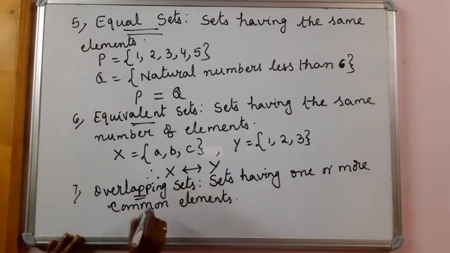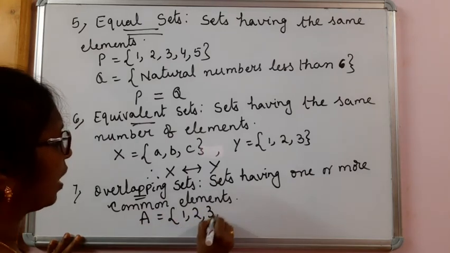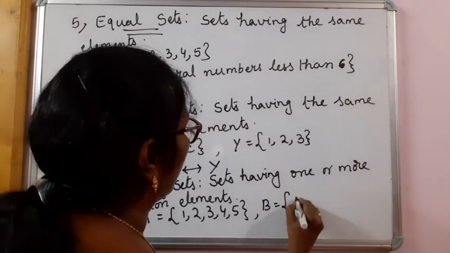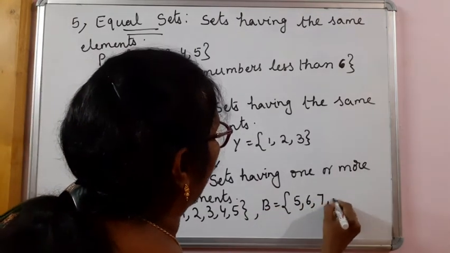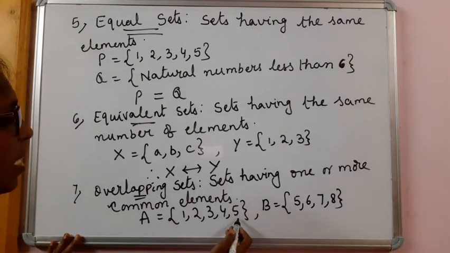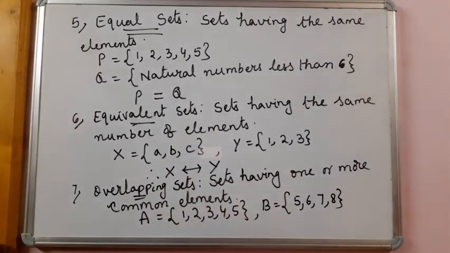Let me give you an example. Set A is having 1, 2, 3, 4, 5 and set B is having 5, 6, 7, 8. We can see set A is having element 5, set B is also having element 5. So there is one element in common.